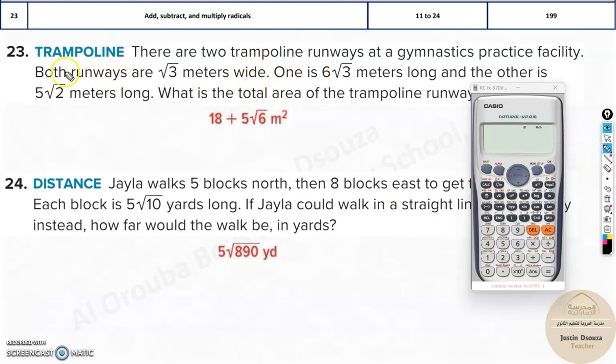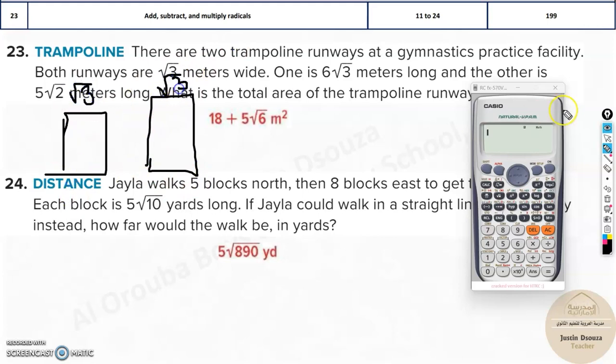When you read it, you understand both runways. See, now this is one runway and this is one more runway. This is the running area. They're both root 3 meters wide. This is width. Length over here is 5 root 2 and 6 root 3. So the length varies, so you need to solve the total area.